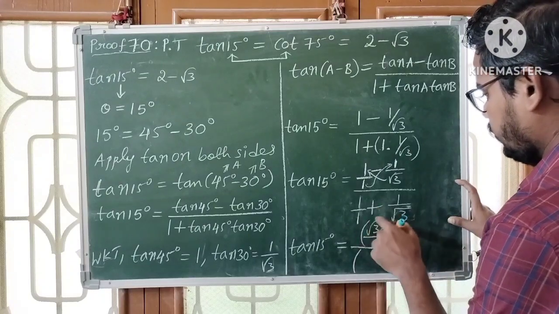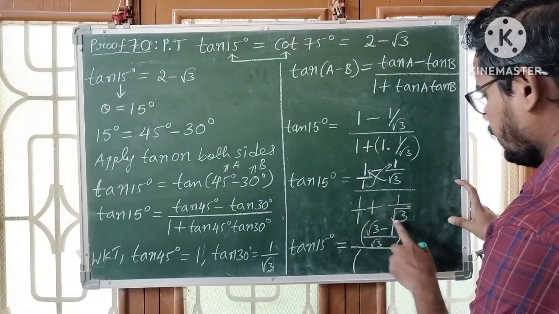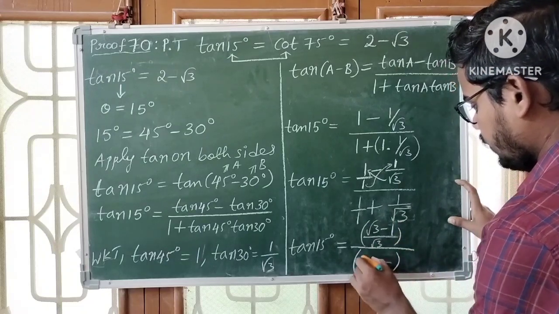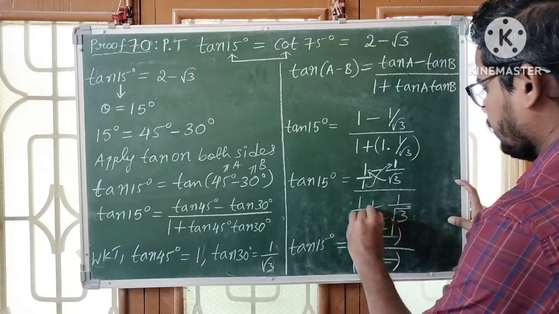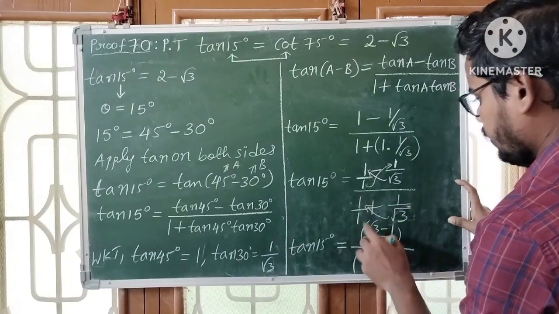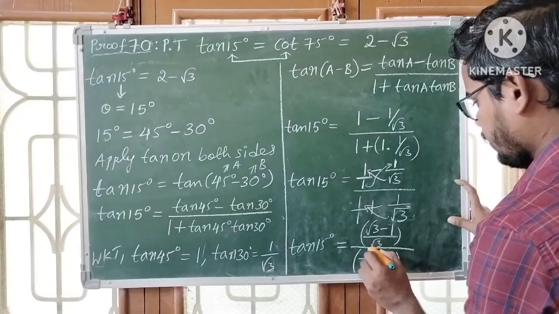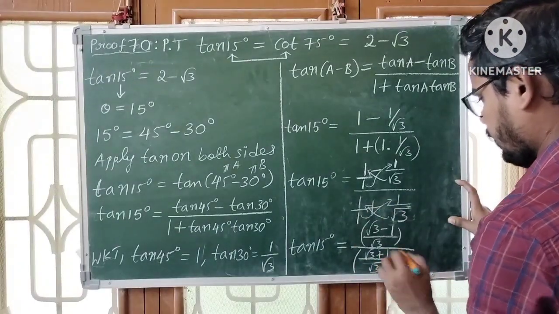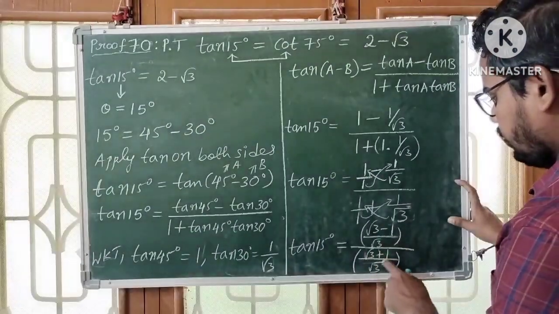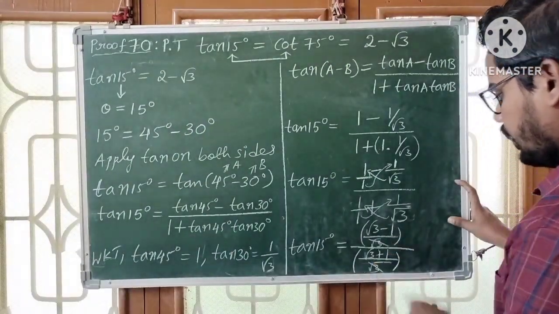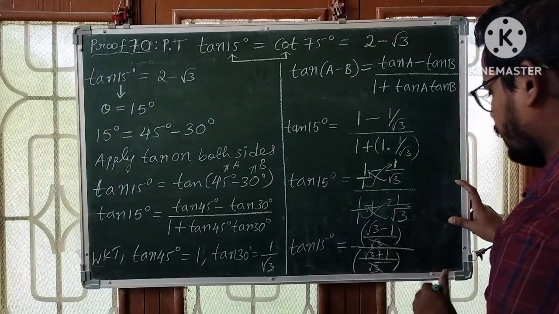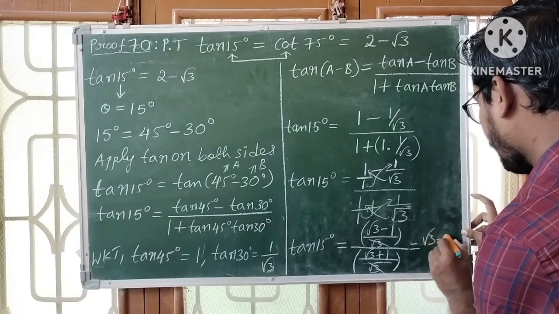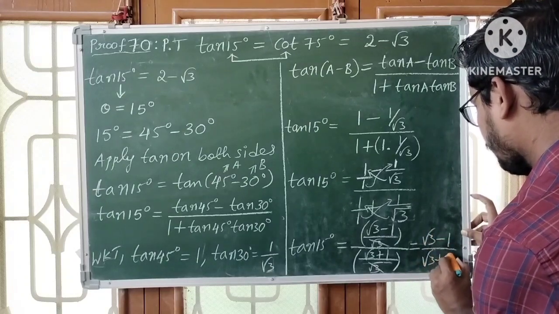Now simplify the numerator and denominator fractions. To get the denominator, 1 into root 3. To get the numerator, crosswise multiplication: 1 into root 3 plus 1 into 1, that is 1. So root 3 minus 1 by root 3 plus 1 by root 3. The common denominator root 3 gets cancelled. At last you will get root 3 minus 1 by root 3 plus 1.